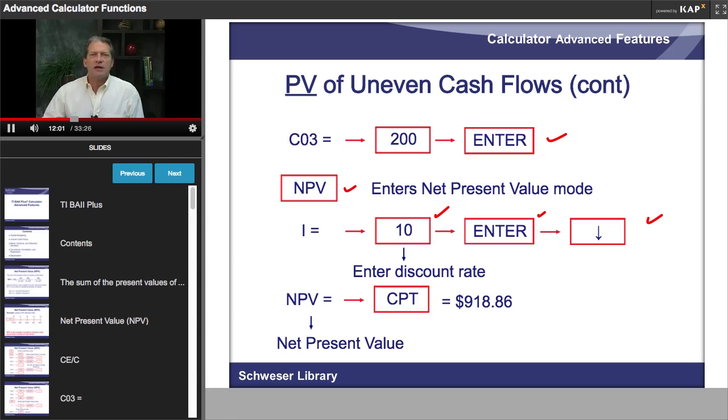Well, we've got to make it compute that, so we press compute, and we find out that the present value of those 3 cash flows is $918.86. So it was no different from net present value, except we put in 0 for that initial cash flow, so nothing was subtracted off of the present value of those 3 future cash flows.